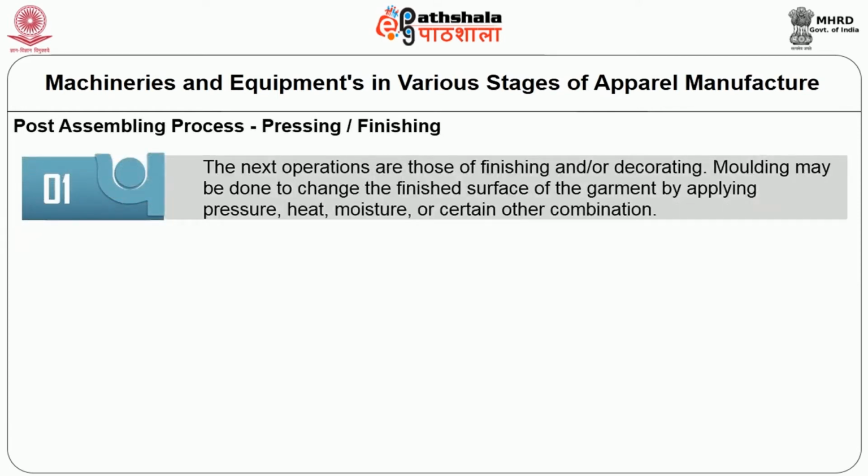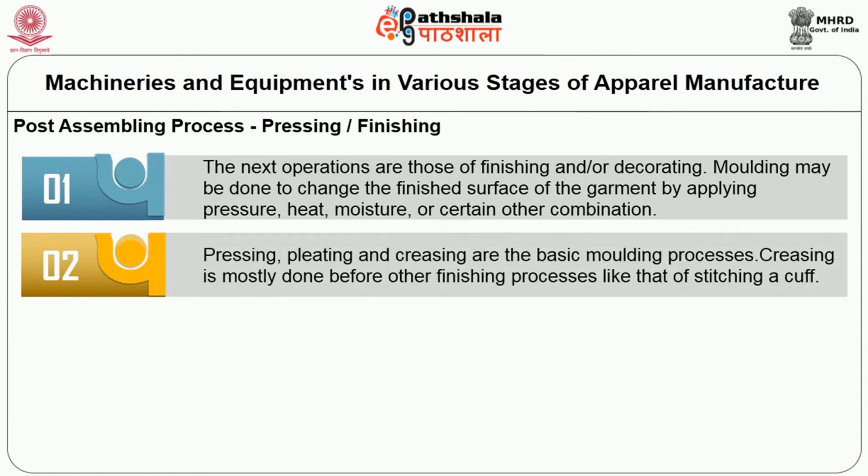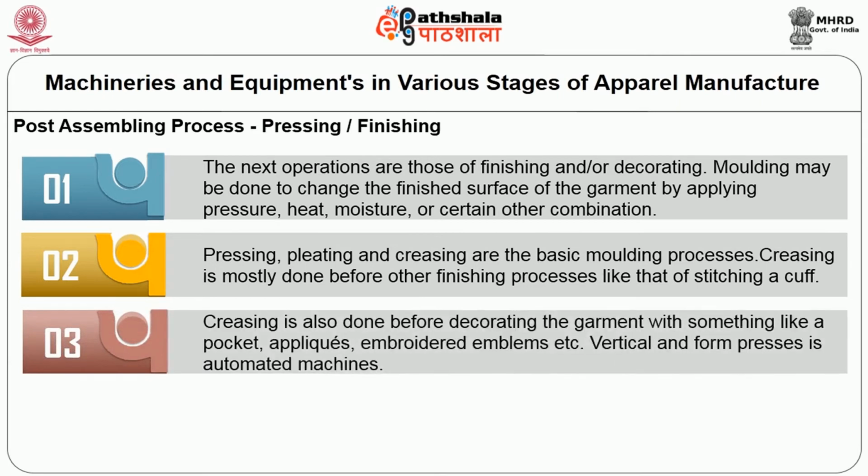Let us move on to look into the post-assembling processes. So for this we have the first kind of machineries. They are pressing or finishing machines. They are generally used for finishing or decorating. Molding may be done to change the finished surface of the garment by applying pressure, heat, moisture, or certain other combination. Pressing, pleating, and creasing are the basic molding processes. Creasing is mostly done before other finishing processes like that of stitching a cuff. Creasing is also done before decorating the garment with something like a pocket, pleats, embroidered emblems, etc.